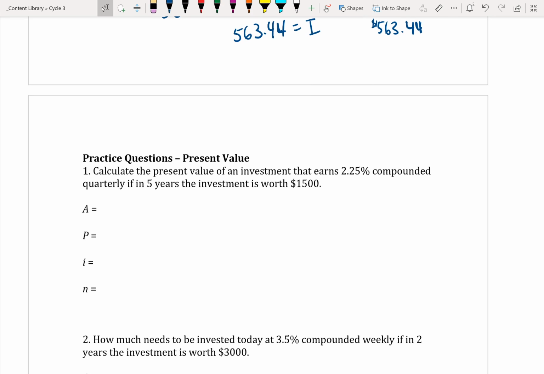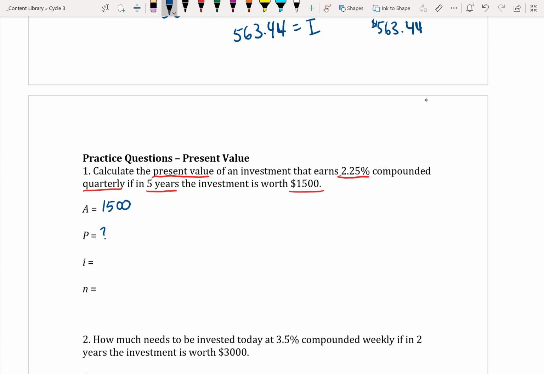In 1, we want to calculate the present value of an investment that earns 2.25% compounded quarterly if in 5 years the investment is worth $1,500. Again, we're looking for the present value. This one basically tells us that. We know the rate, the compound number, how many years, and what the future amount is. So going back and filling that out, our A value is the 1,500. Our P value, we don't know.